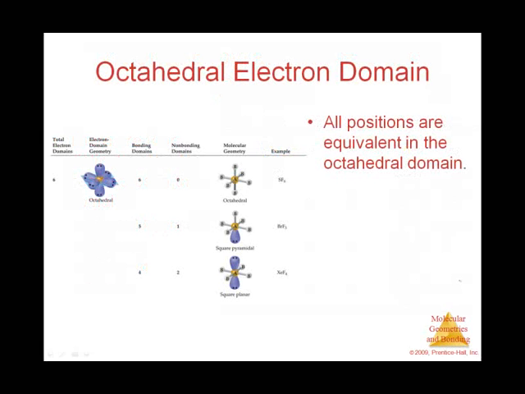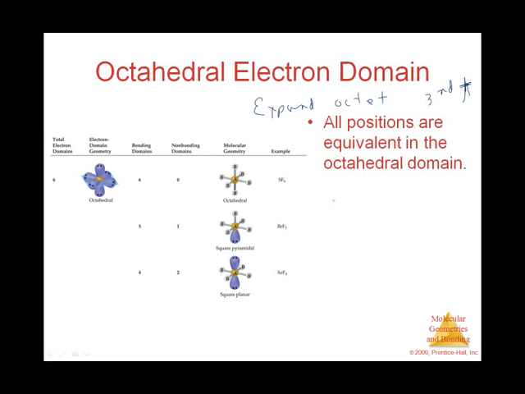Now for octahedron, if I have an octahedral, then I have 6 domains around the central atom, and of course this is an expanded octet, and this can only happen if I am in the third period or greater. I don't want to say above the 3rd, so it could be 3rd period, 4th period, 5th period. They've got to have enough space. They've got to have d orbitals to allow this to happen, right?